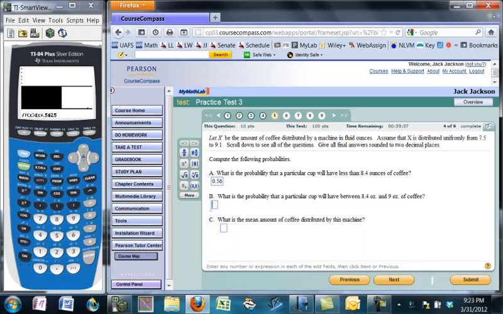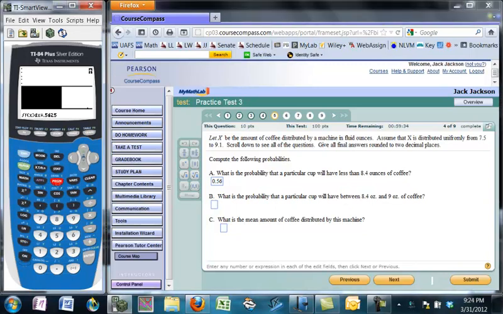8.4 and 9, in between there, we can just go from 8.4 to 9. Now we have to be careful, because if it goes outside this interval, we can cut it off. Like, for example, less than 8.4 should be from negative infinity up to 8.4, but from negative infinity up to 7.5, there's nothing there. So we just had to go from 7.5 to 8.4. 8.4 to 9 is all inside the interval.